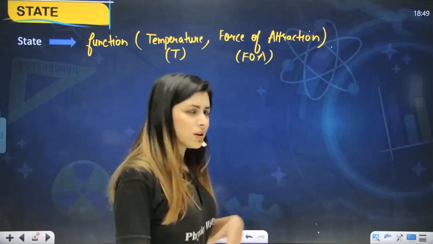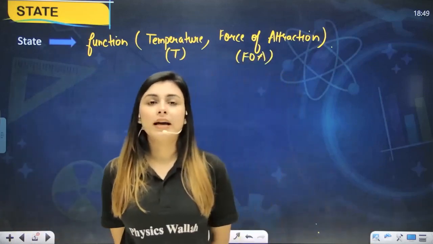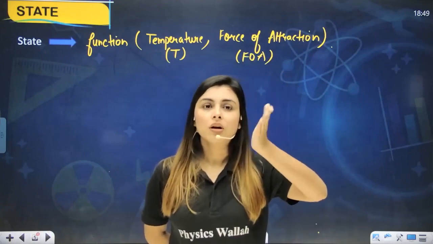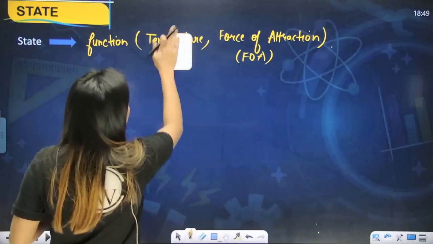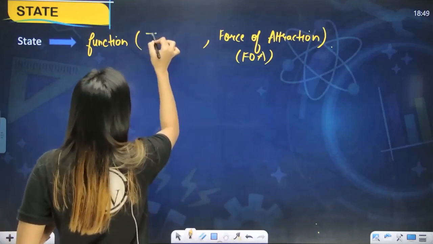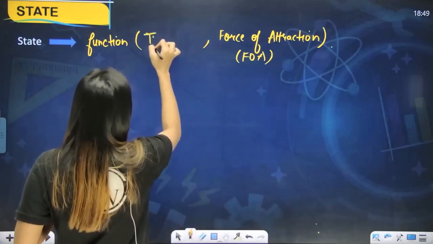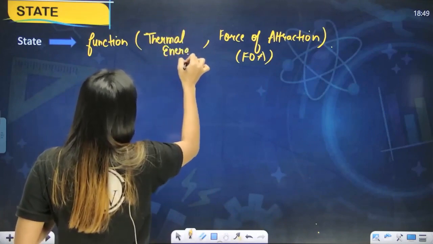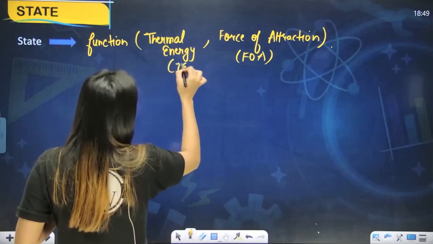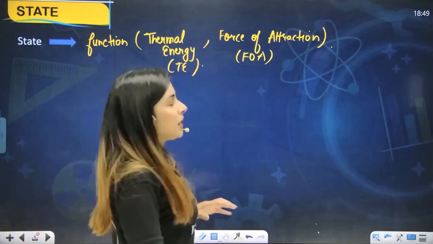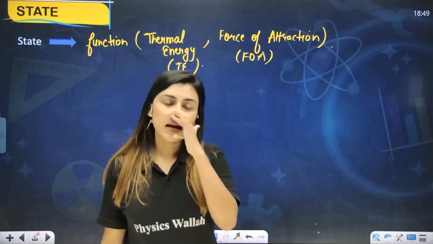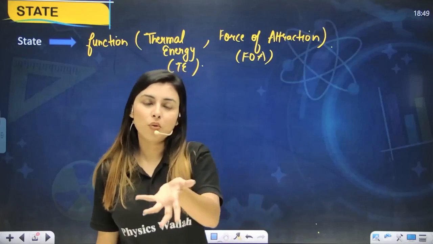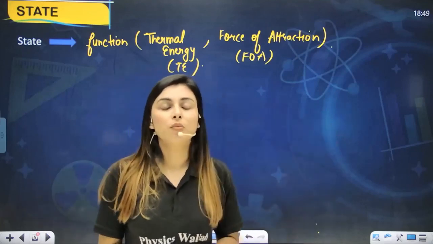So any state, be it solid, liquid or gas, actually depends on two factors, which is temperature and, I'm sorry, it is thermal energy. Let's define it as TE. So any state is actually a function of two different forms of energy. One is thermal energy and the other is force of attraction.